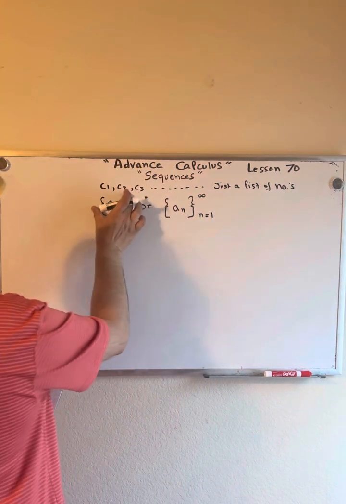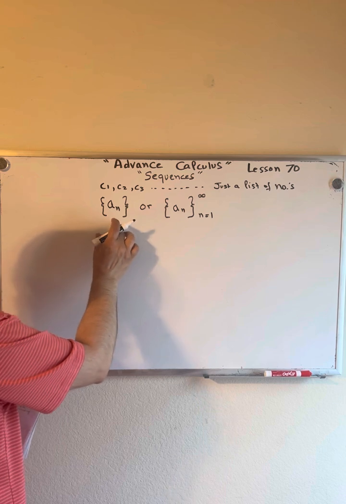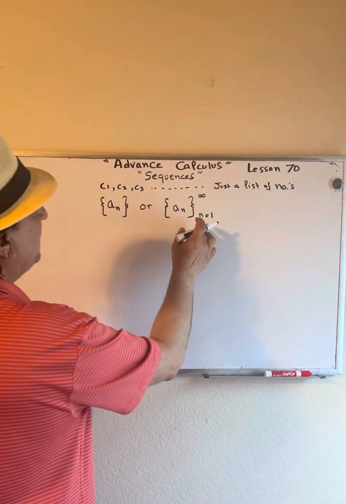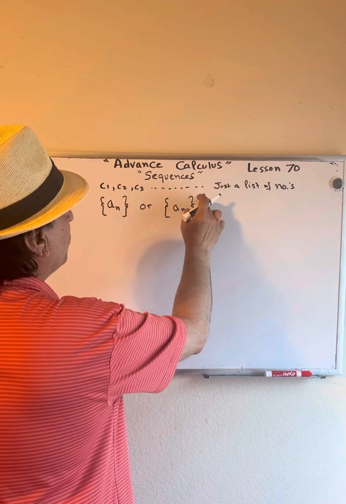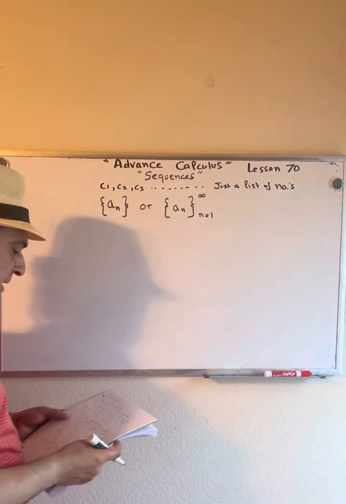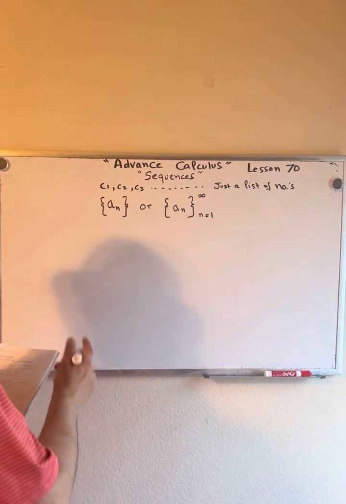If you see something like this, it's understood that n starts at 1 and goes on up to infinity. So keep that in mind. Let's look at an example.